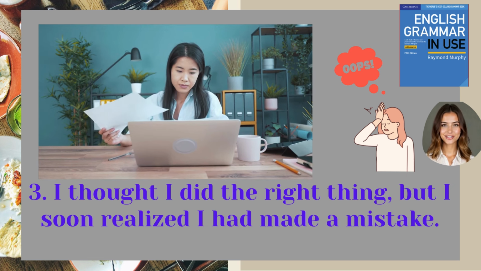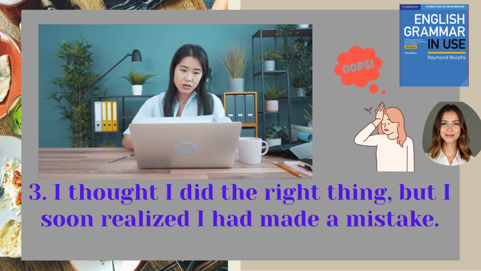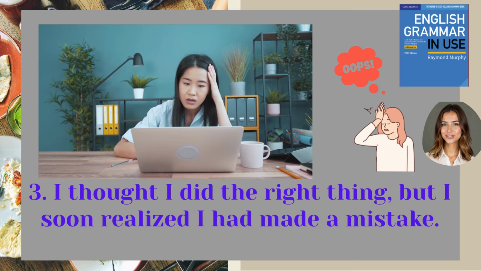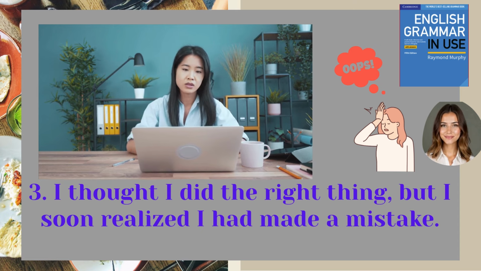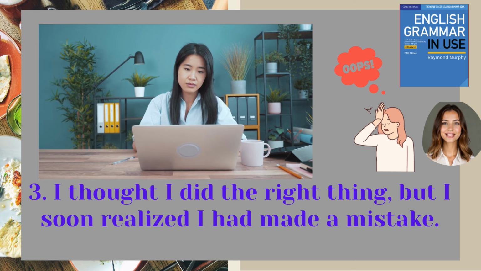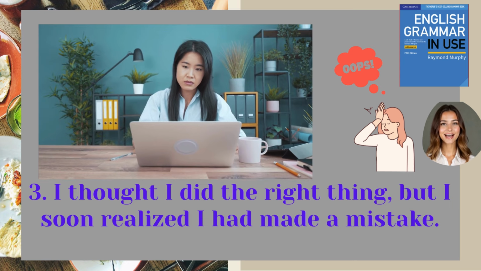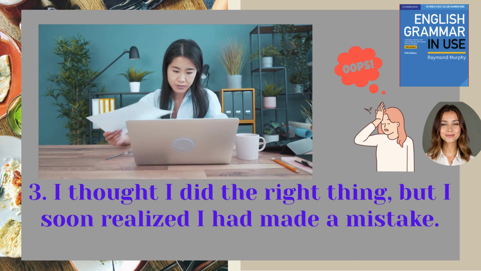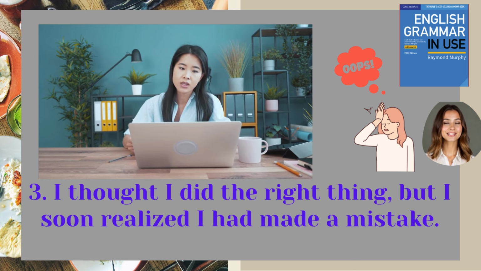Let's move on to the third example. I thought I did the right thing, but I soon realized I had made a mistake. Why is past perfect used here? And when should you use it? Let's break it down together. First, I made a mistake. But at that time, I didn't know it was a mistake. Then, I thought I did the right thing. Later, I realized it was actually a mistake. So making the mistake happened earliest. Thinking it was right happened after. Realizing the truth happened last.